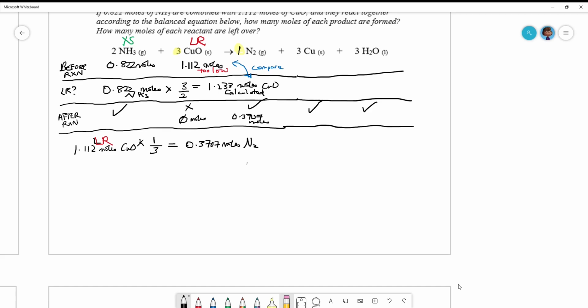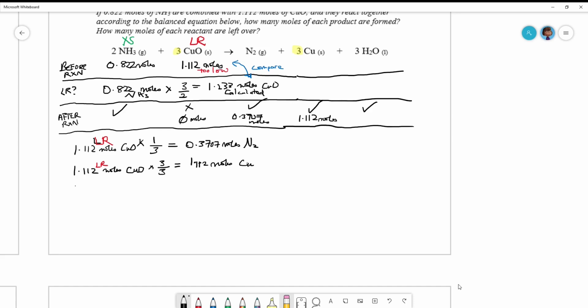If I want to figure out the amount of copper formed in the reaction, again, I'm going to start with my 1.112 moles of copper oxide. Again, why? It is my limiting reactant. And this time, the ratio that I'm interested in is the 3:3 ratio. So if I apply that 3:3 ratio, 3 moles of copper formed for every 3 moles of copper oxide that react, what do I get? Well, I get 1.112 moles of copper being formed. So let's write that in here, 1.112 moles of copper being formed.